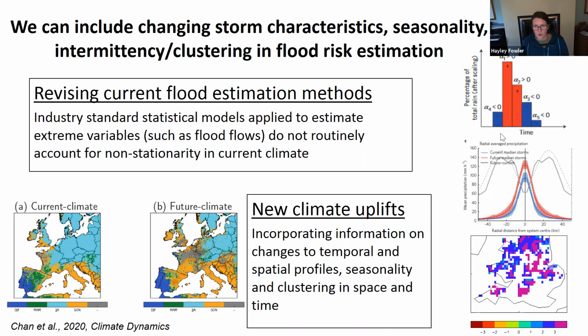And I think there's a real opportunity here to use these convection permitting models to tell us about changes to seasonality, changes to peak intensities, changes to those characteristics of storms that really matter, and to then incorporate that information into our flood risk estimation and management methods.